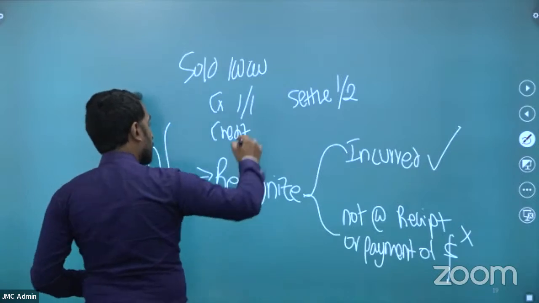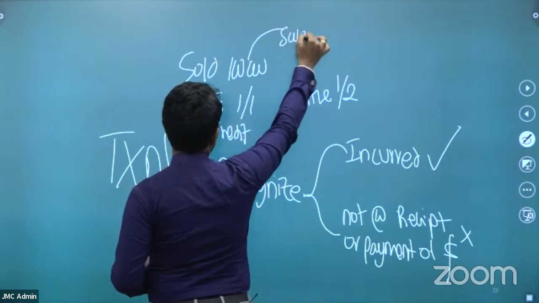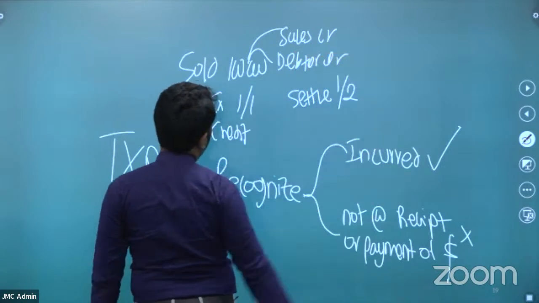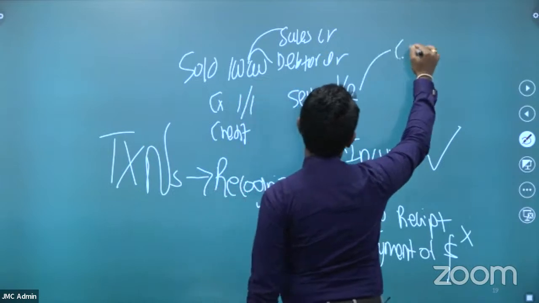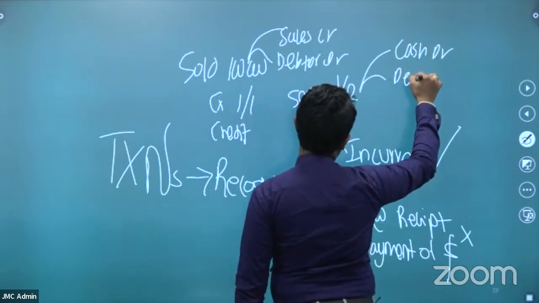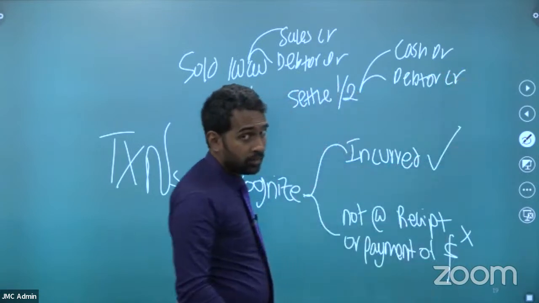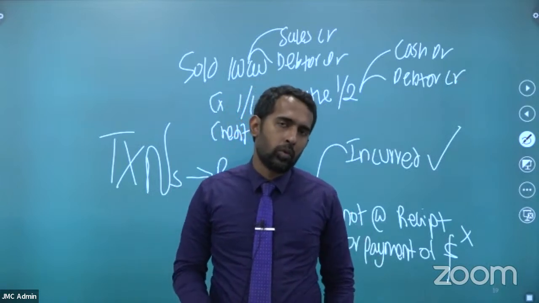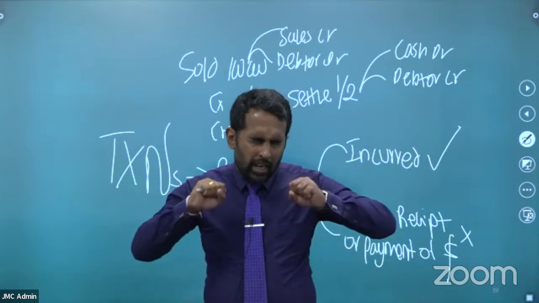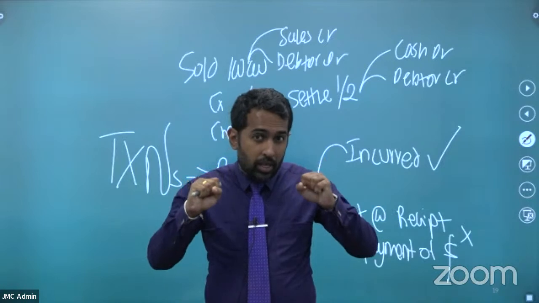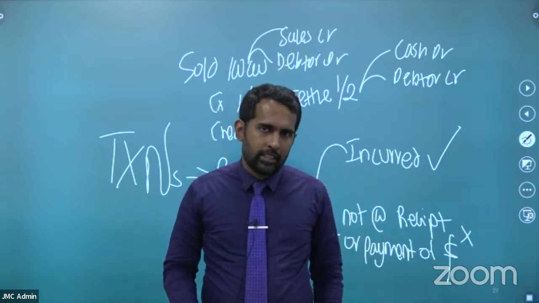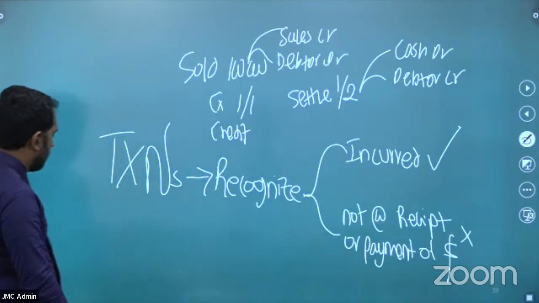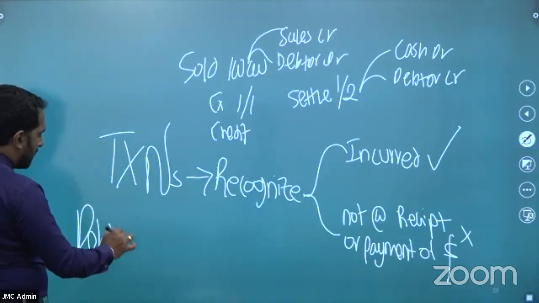Since it's a credit transaction, you are going to recognize this sale as sales credit, debtors debit. Then when you receive money 1 month later, cash debit and debtor credit. So you're going to remove the debtor once you receive the cash. So we create a temporary person called a debtor in our books. Because in accrual concept, as and when the transaction has been incurred, you have to recognize. Don't wait until the receipt of the payment.